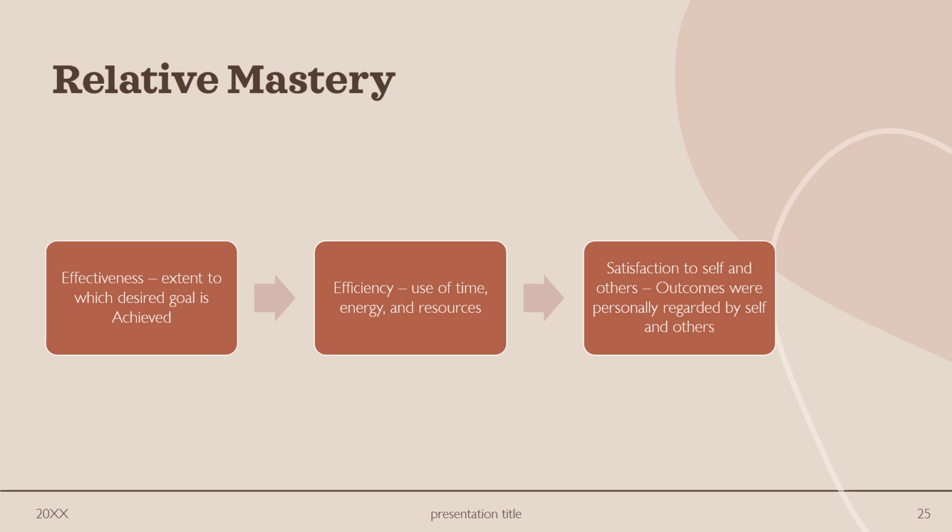Okay, so relative mastery then. Relative mastery is effectiveness, the extent to which the desired goal is achieved. Efficiency is the use of time, energy, and resources, and satisfaction is to self and others. Outcomes were personally regarded by self and others. So sometimes they need to realize that what they're doing is not appropriate and not meeting the need of society or the people that they're around, or it's not appropriate for the culture or the environment that they're currently in. Okay.